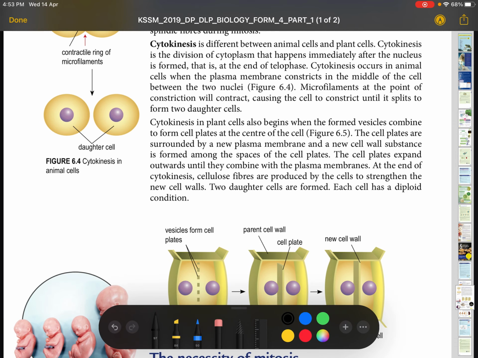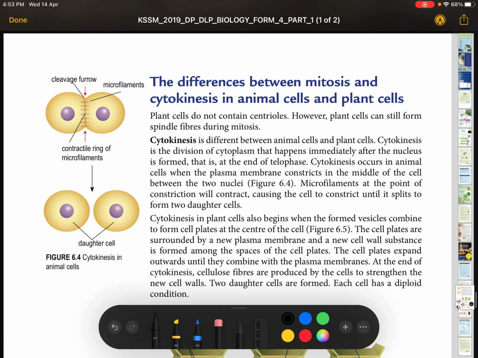Cytokinesis happens immediately after telophase. In animal cells, the plasma membrane constricts in the middle of the cell between the two nuclei. What this means is, this is the plasma membrane, and this is the plasma membrane. At the middle, they start to contract. They start to split up. They start to cut in the middle.